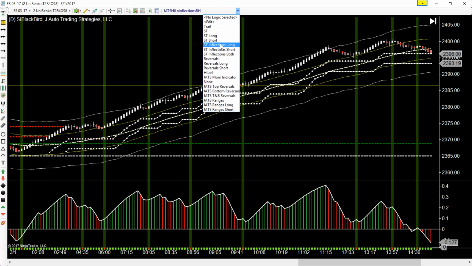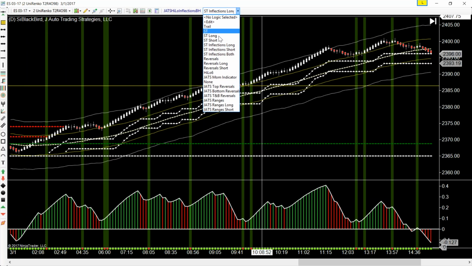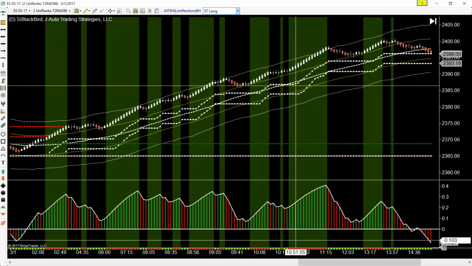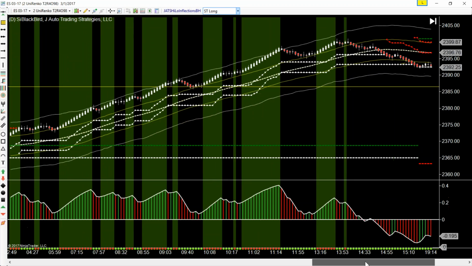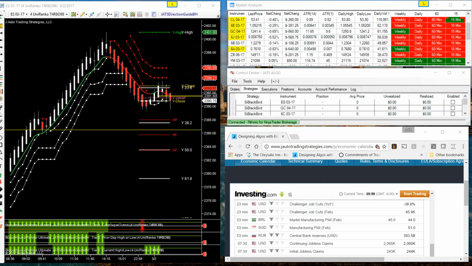So the inflection's long and reversals long, and or just super trend long, and that way you'll know when to sit out of the market. Just let your software get you back in.